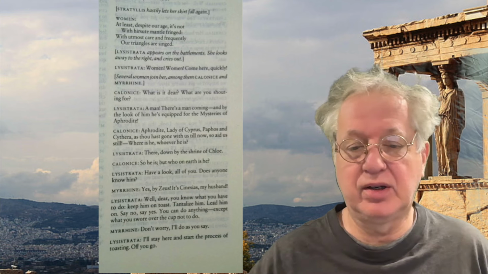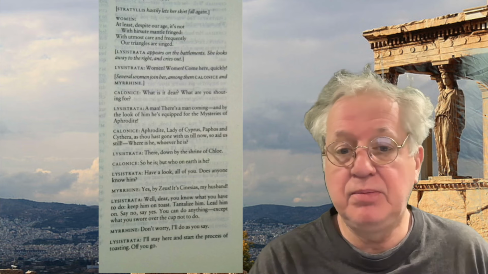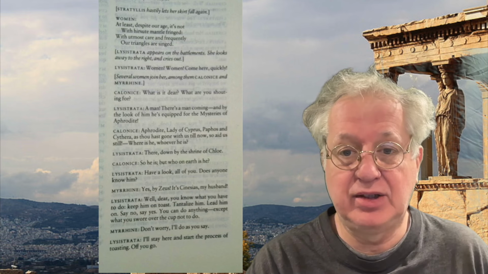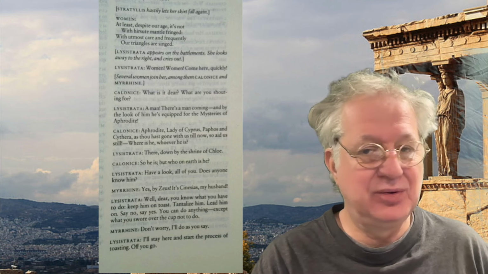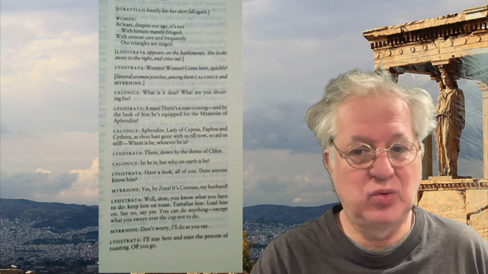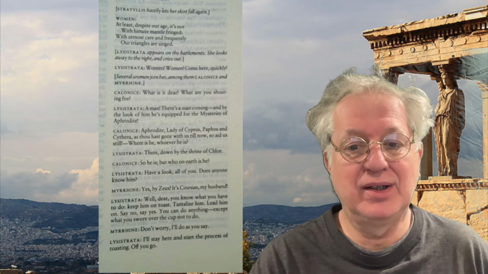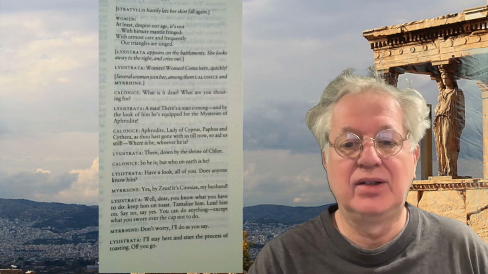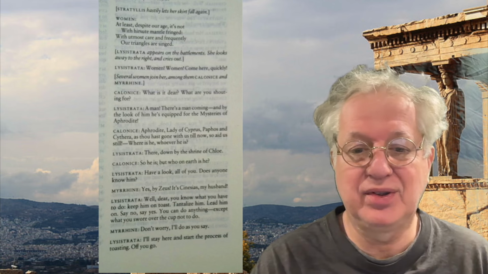And this is the setup for that famous scene. Well, dear, you know what you have to do. Keep him on toast. Tantalize him. Lead him on. Say no. Say yes. You can do anything except what you swore over the cup not to do. And Myrrhine says, don't worry. I'll do as you say. She says, Lysistrata, I'll stay here and start the process of toasting. Off you go. And this then initiates this nice long scene, which is really hilarious.